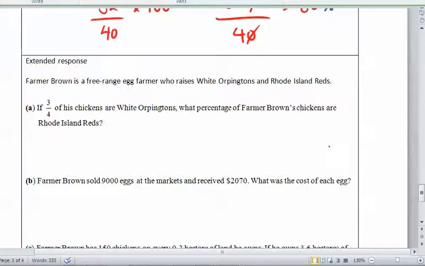Farmer Brown, if 3/4 of his chickens are White Orpingtons, what percentage of Farmer Brown's chickens are Rhode Island Reds? Well, if 3/4 are White Orpingtons, then we have to take that away from 1 to find that 1/4 are Rhode Island Reds.